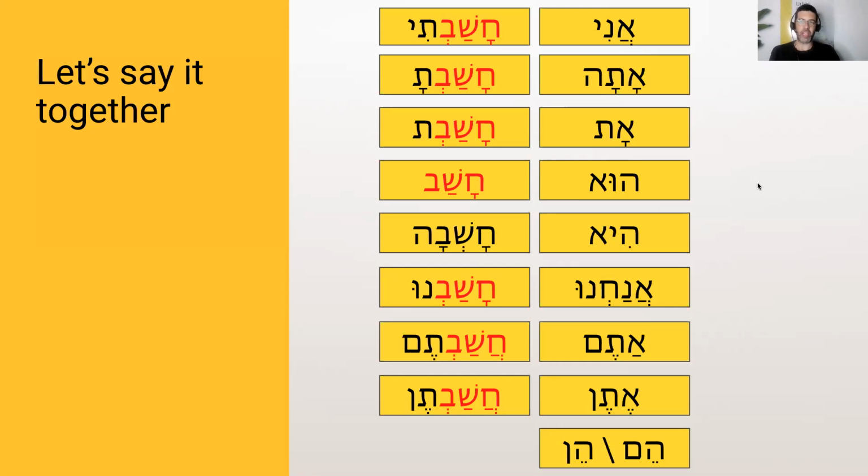What we have to do is to take the same basic form, the same chashav, to put a u sound at the end and still to cut the verb in the middle. So hem or hen, chashvu. Say it with me, chashvu. Nice. Let's do it one more time, okay?